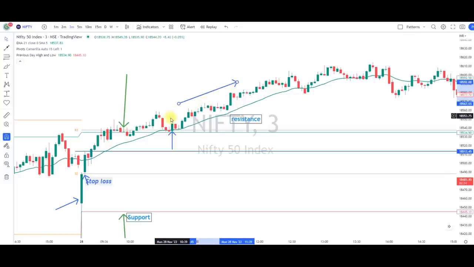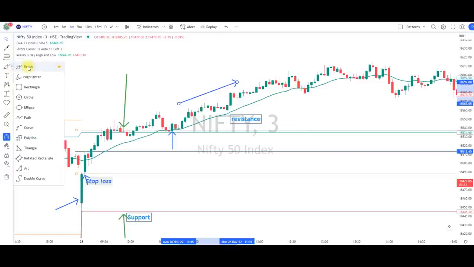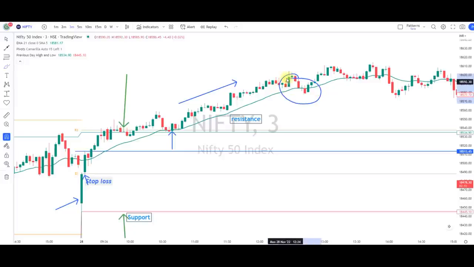So I will not advise you to keep this trade for a long time as we are doing scalping. If you find the market is going up, you can keep trailing your profits until and unless any red candle is closing below the 21 days moving average. Here you can see. So you can book your profits here.